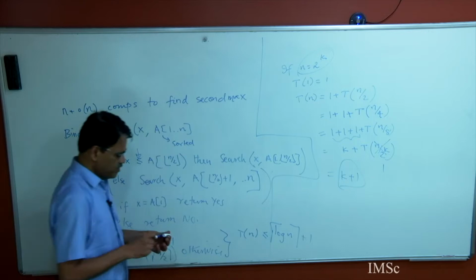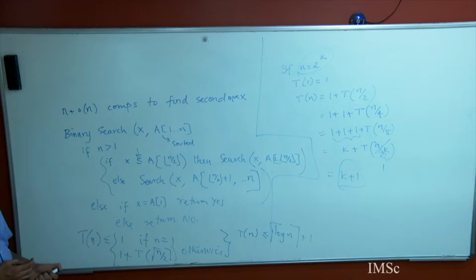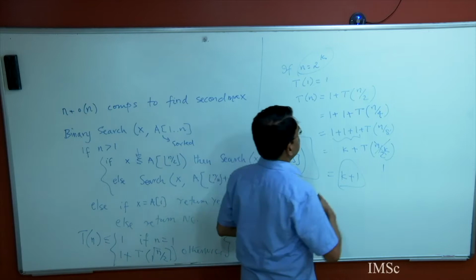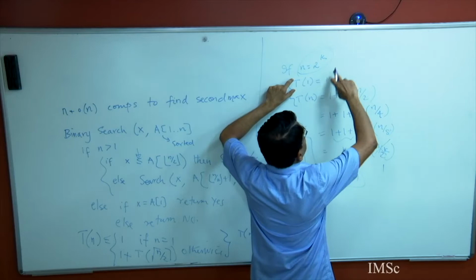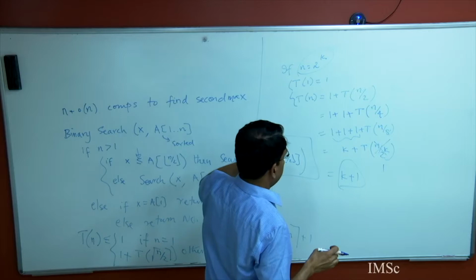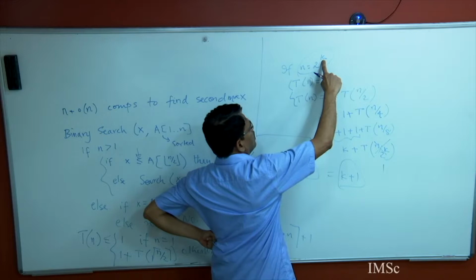How do we prove this? Well, there are two ways to prove it. One is that we can apply induction. So even this, you apply induction, right? If you want to show that if n is a power of 2, this solves to k plus 1, how do I prove it? By induction. For n equal to 1, it's true. Actually, we're talking about log n plus 1, right? So if n equal to 1, k is 0. So it's 0 plus 1, and that's the base case.